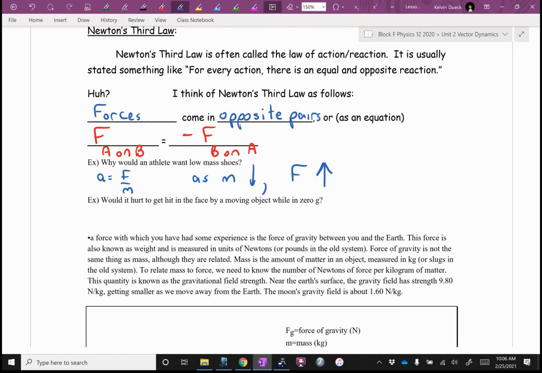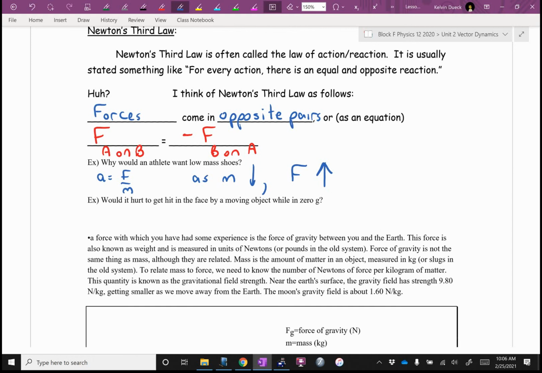What if you were working on the International Space Station in 0G? Would it hurt to get hit in the face by a moving object while in 0G? No? Convince me. You know what this is really saying? Would it apply a force? Because if it applies a force, it'll hurt. You okay with that? Okay.